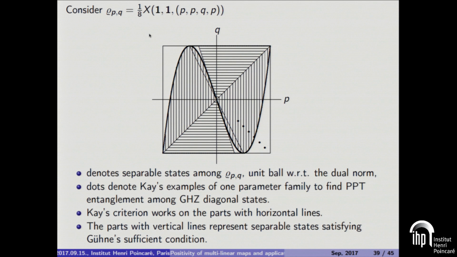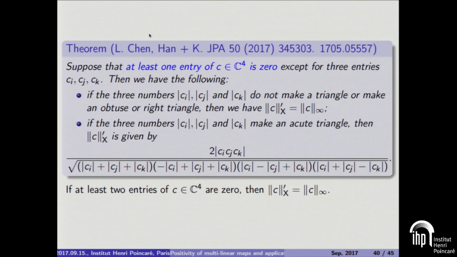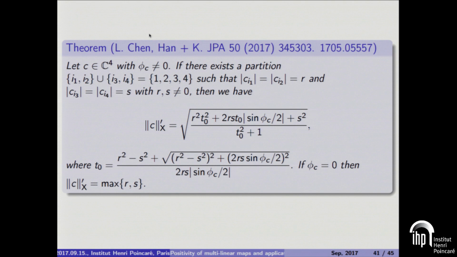Okay, next we would like to show some results in the case where at least one entry is zero. Then it depends on whether the other three numbers make a triangle or not. With obtuse or right triangles, the separability coincides with the PPT. But in other cases we have dual norms like this. And finally, I'd like to show the case where the anti-diagonal entries are partitioned into two entries with the same magnitude like this. Then we have the answer like here. For example, we compute these numbers, which depend on the two magnitudes and the phase difference. Then we get t0, and we have to plug t0 in here to get the dual norms.